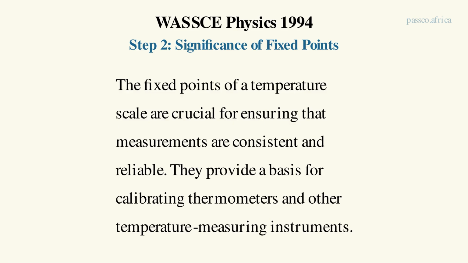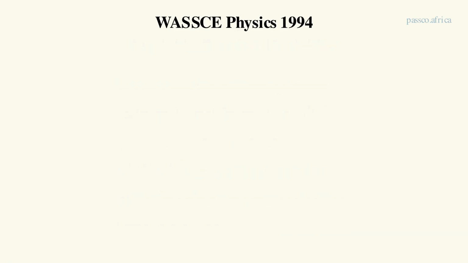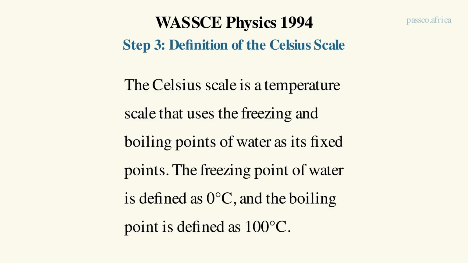Step 3. Definition of the Celsius scale. The Celsius scale is a temperature scale that uses the freezing and boiling points of water as its fixed points. The freezing point of water is defined as 0 degrees Celsius, and the boiling point is defined as 100 degrees Celsius.